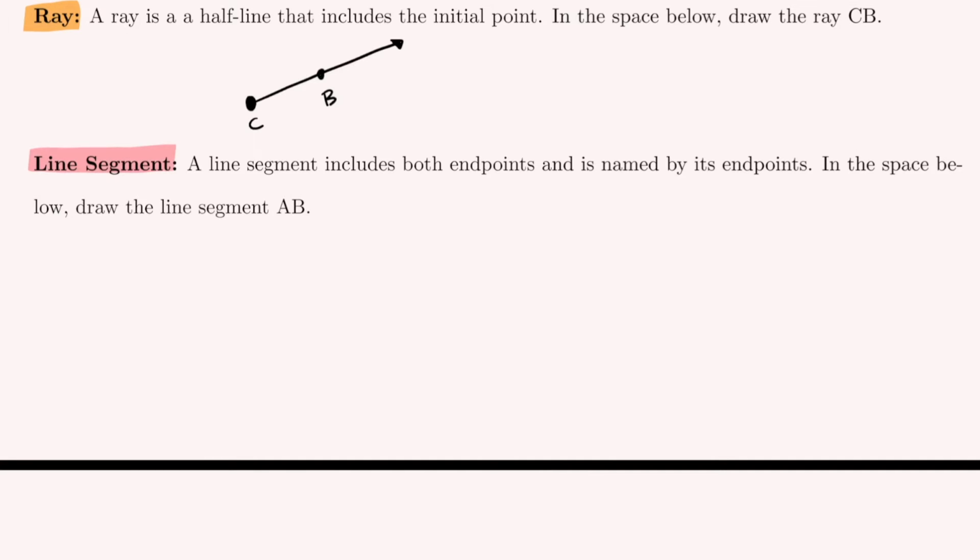Our next definition is that of a line segment. In a line segment, we have a beginning point and end point. So if we're asked to draw line segment AB, if we have point A and we have point B, then the line segment will just be the line that joins A to B, and it will start at A and it will stop at B.